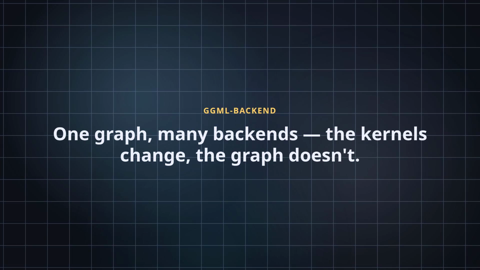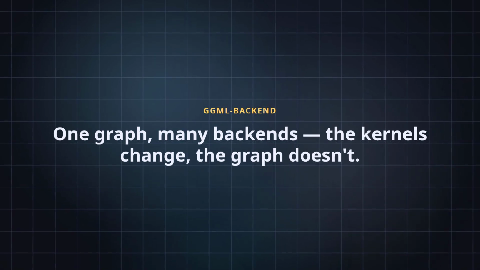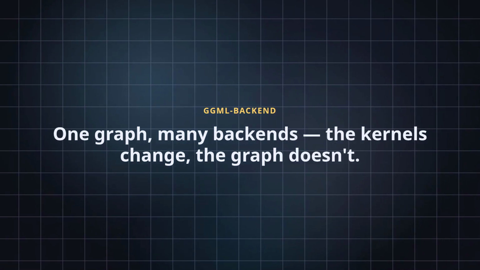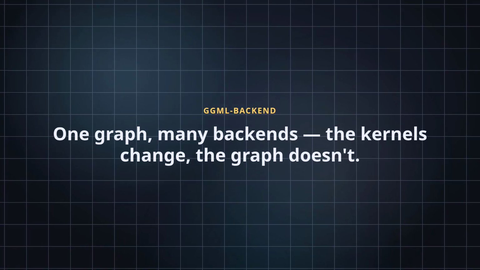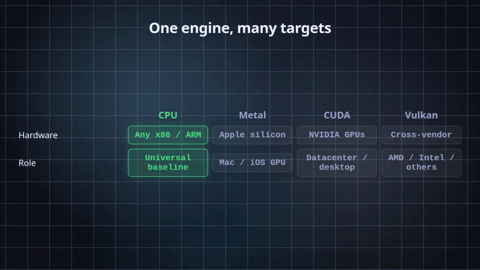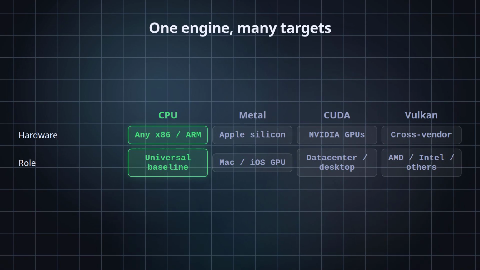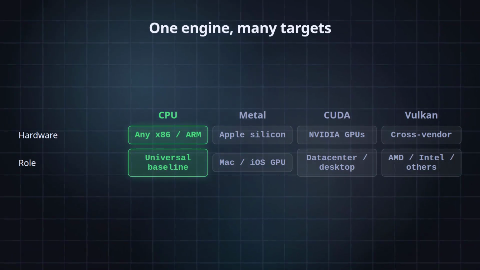Acceleration comes from ggml's backend abstraction. The same compute graph runs unchanged on a plain CPU, on Apple Metal, on NVIDIA CUDA, or on Vulkan. The backend just supplies the kernels. That gives broad hardware coverage from one codebase. CPU everywhere as the baseline, Metal on Apple Silicon, CUDA on NVIDIA, and Vulkan as a cross-vendor GPU path.